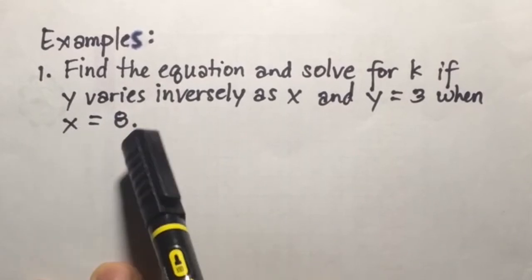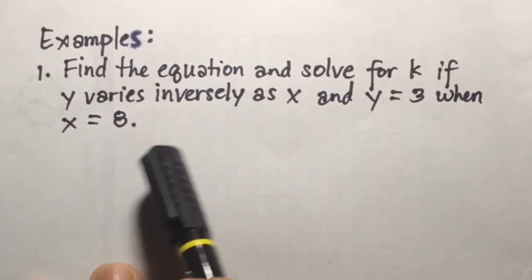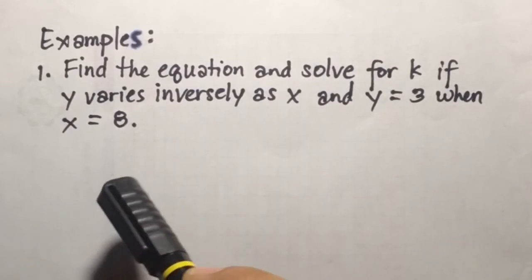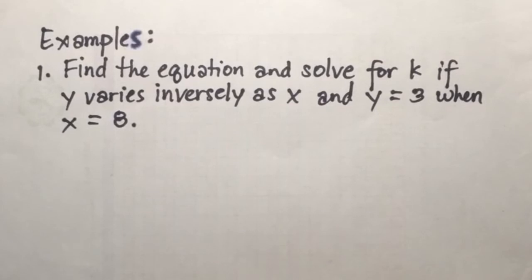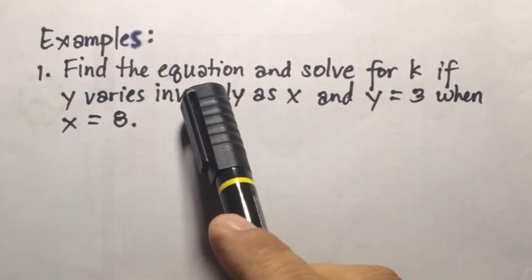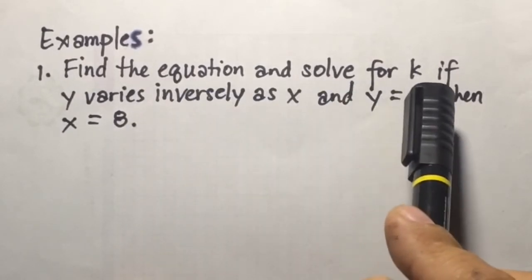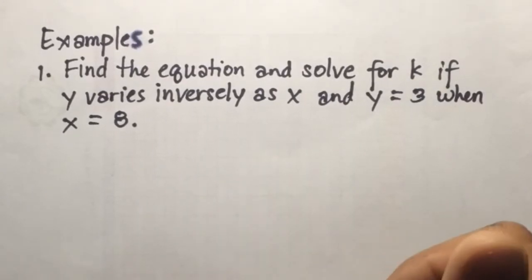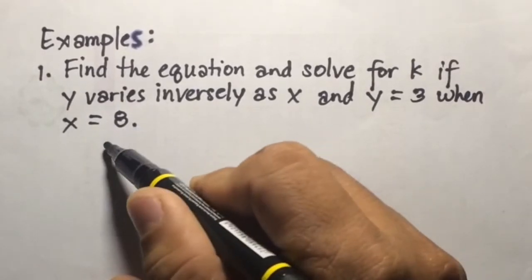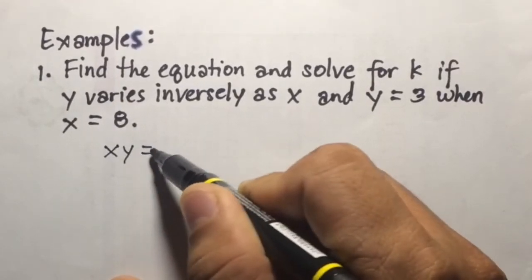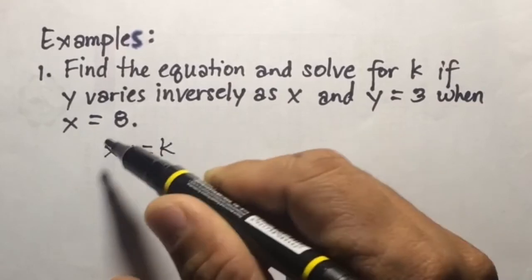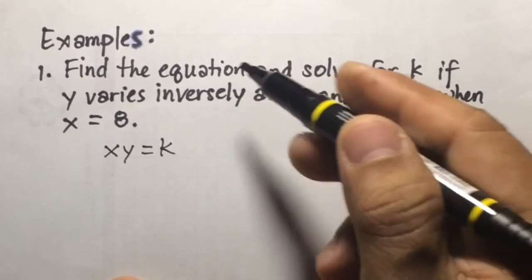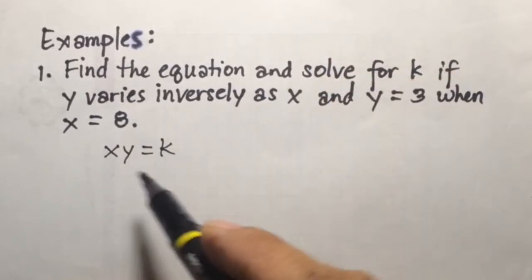Number 1. Find the equation and solve for k if y varies inversely as x and y equals 3 when x is equal to 8. What we're going to do here is find the equation and solve for the value of k, the constant term. First, we find the value of k using x times y equals k, because if we multiply x and y, the result will be a constant term when we have inverse variation.